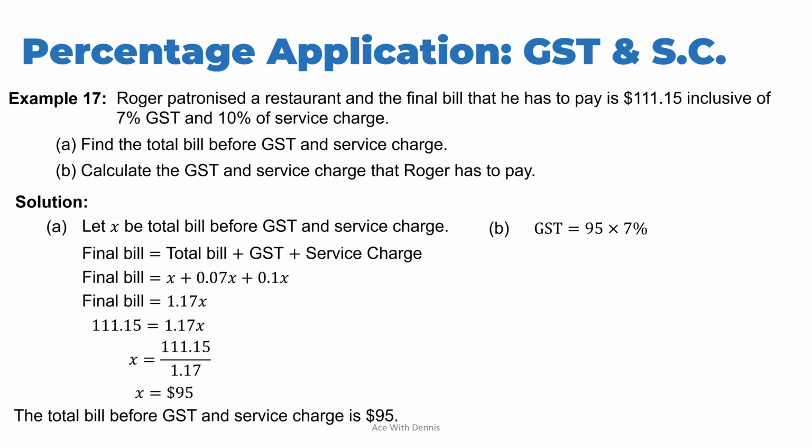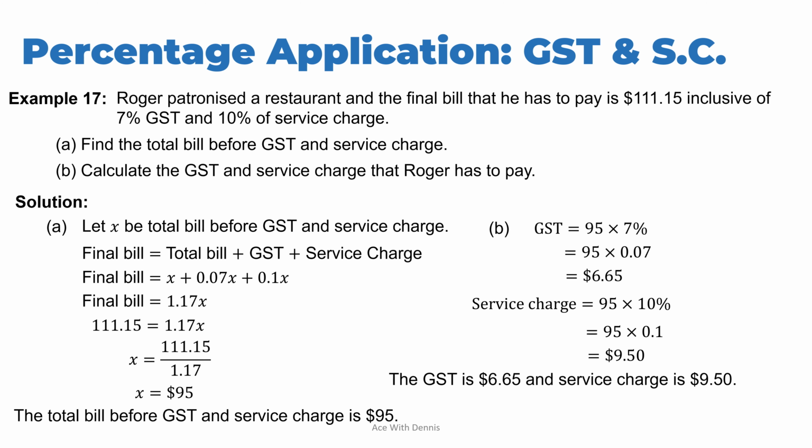For B, we have already known that the total bill is $95. To calculate GST, just multiply by 7%, which is 95 times 0.07, and the value is $6.65. The service charge is $95 times 10%, which is 95 times 0.1, and the value is $9.50. So the GST is $6.65, and the service charge is $9.50.